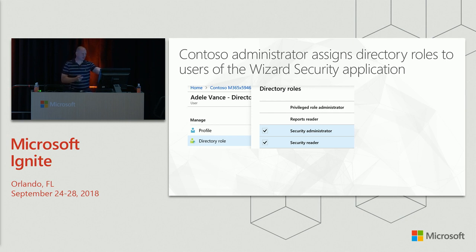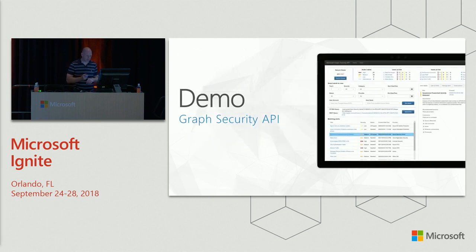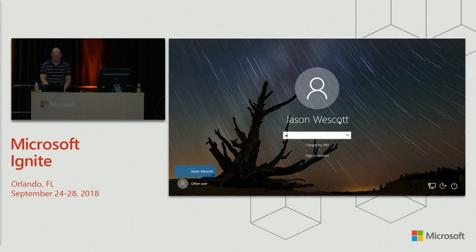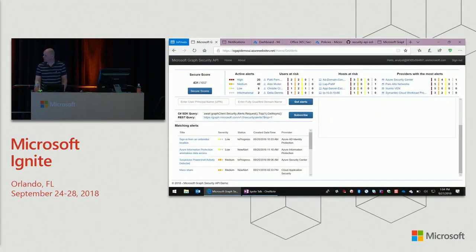So in this case, Adele is being assigned these roles by the tenant administrator. So once that happens, our Contoso friends can go ahead and use the app. So let's see what that looks like, and let's see what kind of things we can do in the API. Of course, my machine went to sleep while I was prattling on, so bear with me. All right, hopefully you can see this.